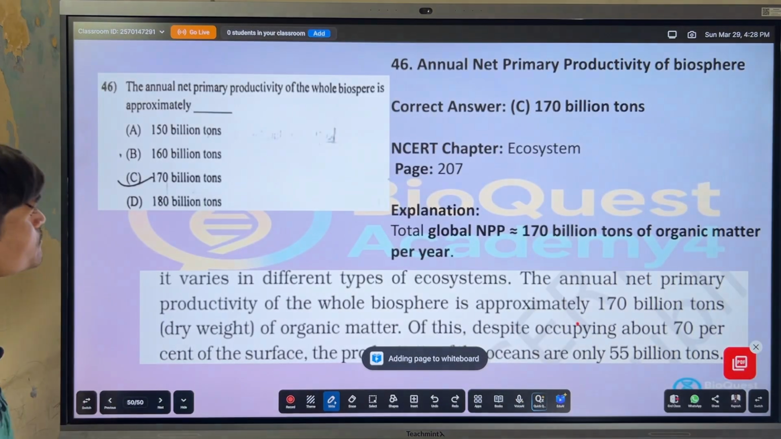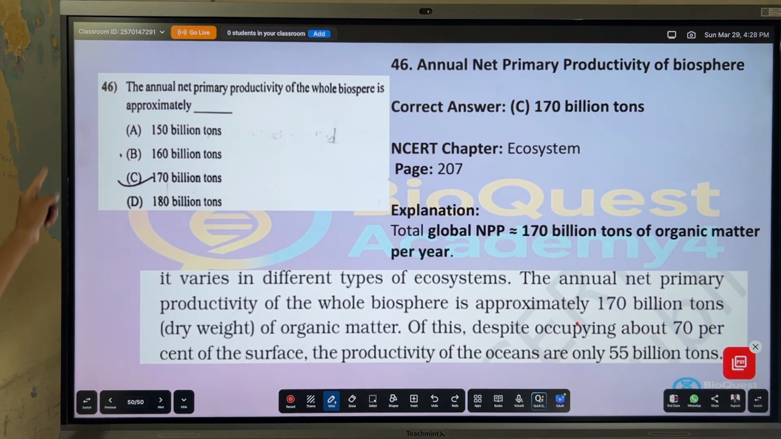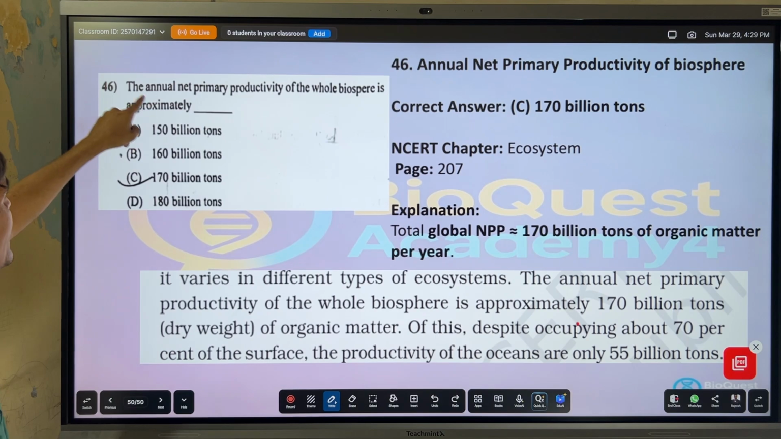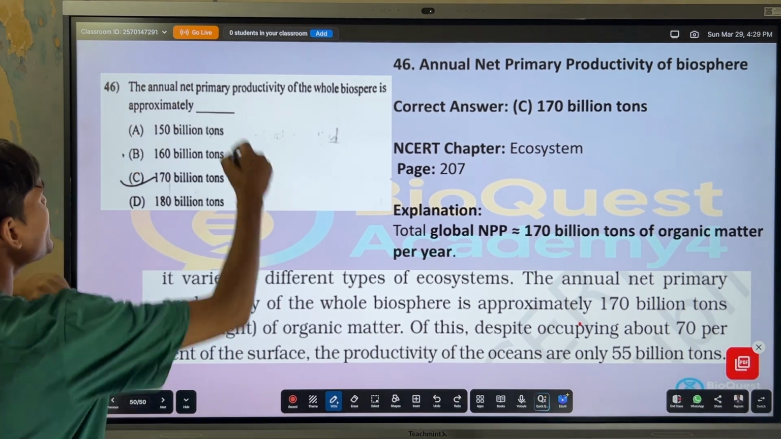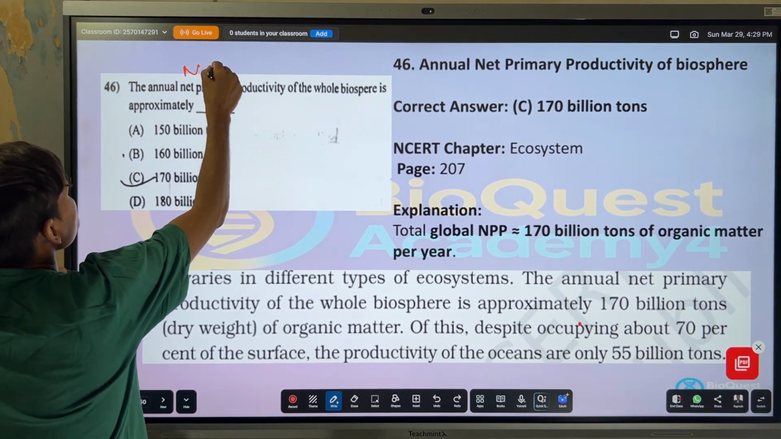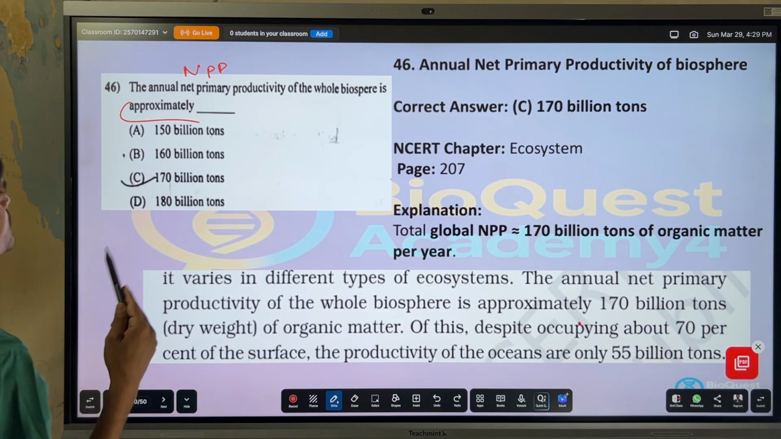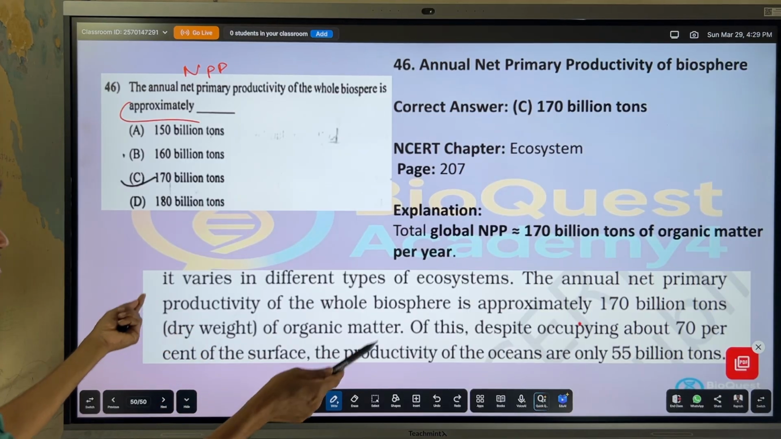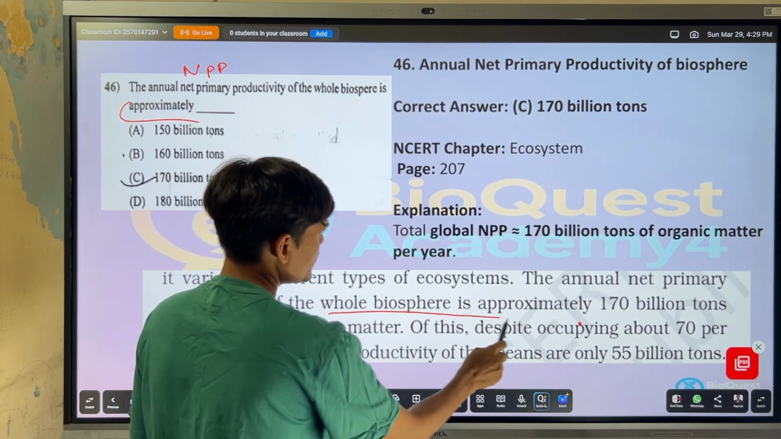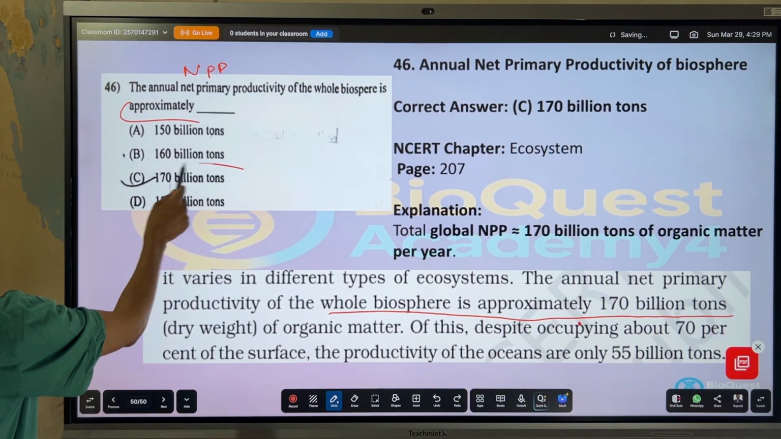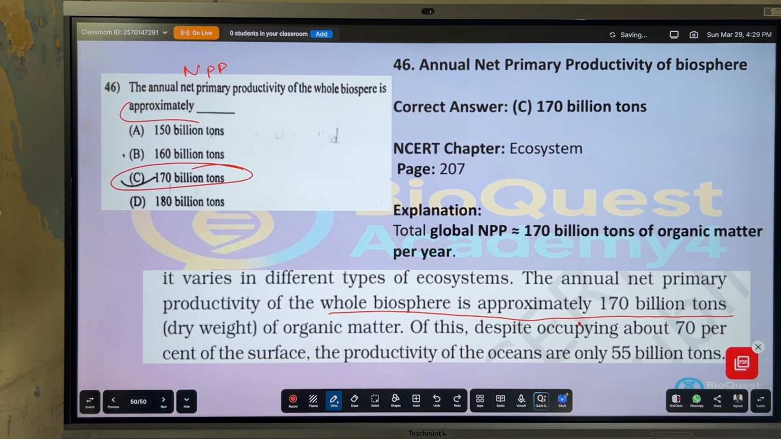Now next, question number 46. The annual net primary productivity, NPP, of the whole biosphere is approximately how much? Answer is here. The whole biosphere is approximately 170 billion tons. 170 billion tons.